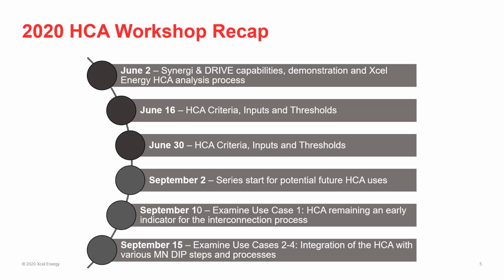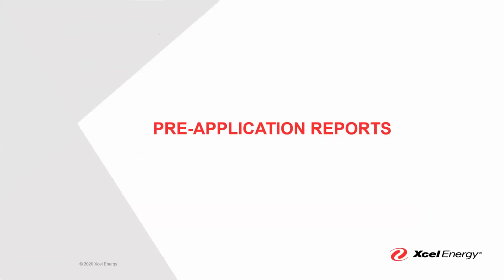And then this series here in September is looking at those potential future use cases. So we started with just setting that landscape, talking about the Commission's long-term goal that they set in our 2019 hosting capacity for it to integrate with, replace the fast track screens in the interconnection process. And then last week, we looked at use case 1 of having it remain an early indicator for the process. And today, we're going to dive more deeply into the MN-DIP interconnection process and those various steps and use cases that are also going to be part of the analysis that we submit in November. So I think with that, we'll hand it over to Carrie, and she'll get us talking.